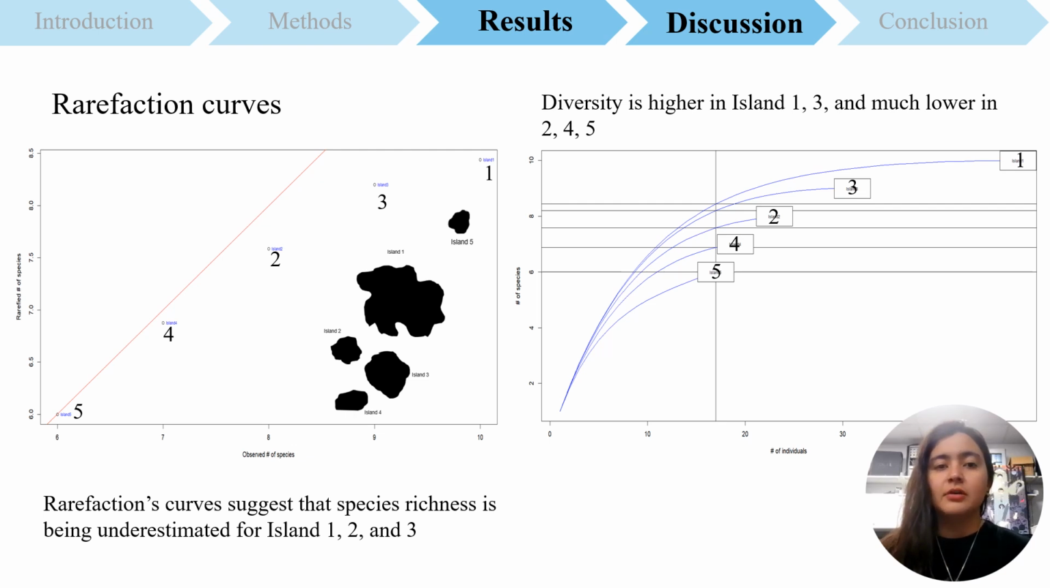These two graphs are representing the relationship between sampling size and number of species, in which it is suggested there is a need of a major sampling effort, particularly for island 1, 3, and 2.